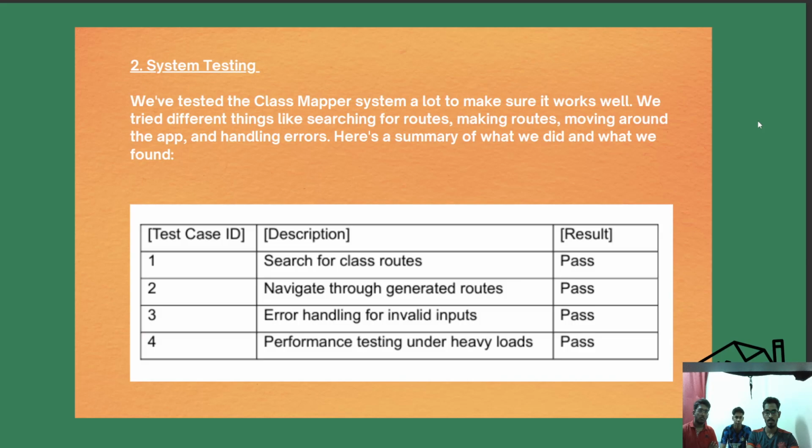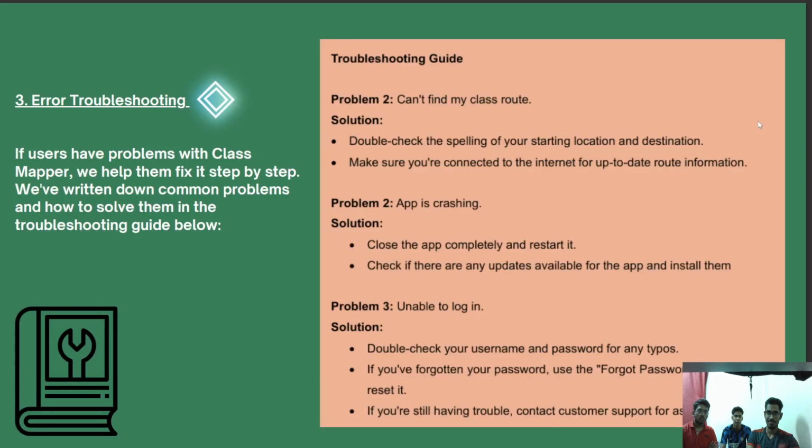So first, we have four test case IDs with the description and the results. The first test case ID, the description was we searched for class routes and we managed to succeed in that. So pass indicates succeed. If it's fail, it means it didn't succeed. The second one, as you can see, everything passed. The second one is navigate through generated routes. Third one is error handling for invalid inputs, and finally we have performance testing under heavy loads. So we have managed to succeed for all.